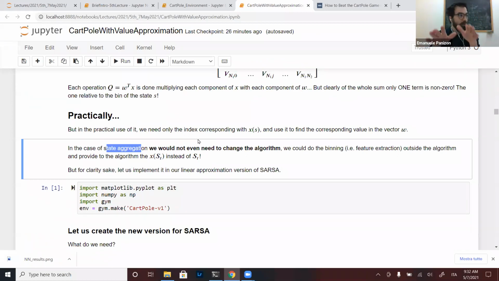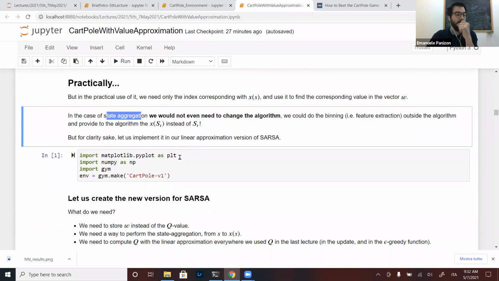In a sense, we could do state aggregation without changing the algorithm we had last time. If you do state aggregation outside of the reinforcement learning, in your episode, you get the new state, and instead of giving this state to the reinforcement learning algorithm, you give the region, then the reinforcement learning should not even be changed. It can work anyway. Okay. I wanted to present a proper implementation of it, which is a bit useless, but it shows more clearly what is happening.